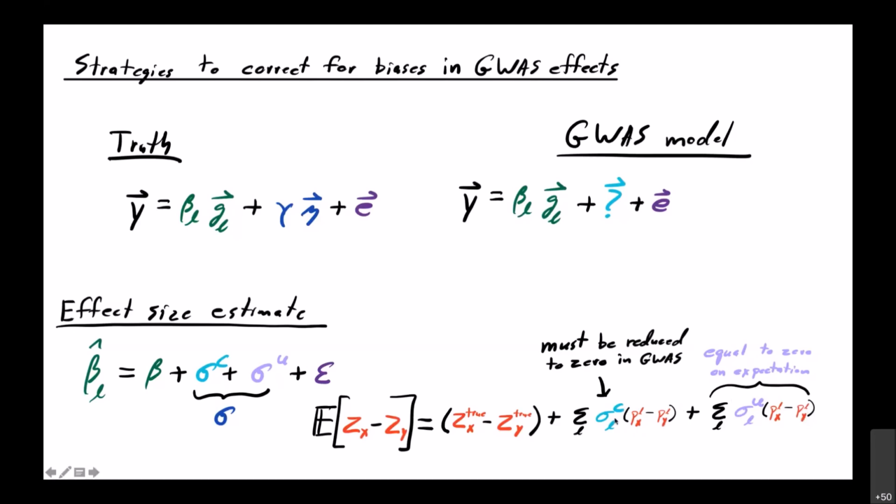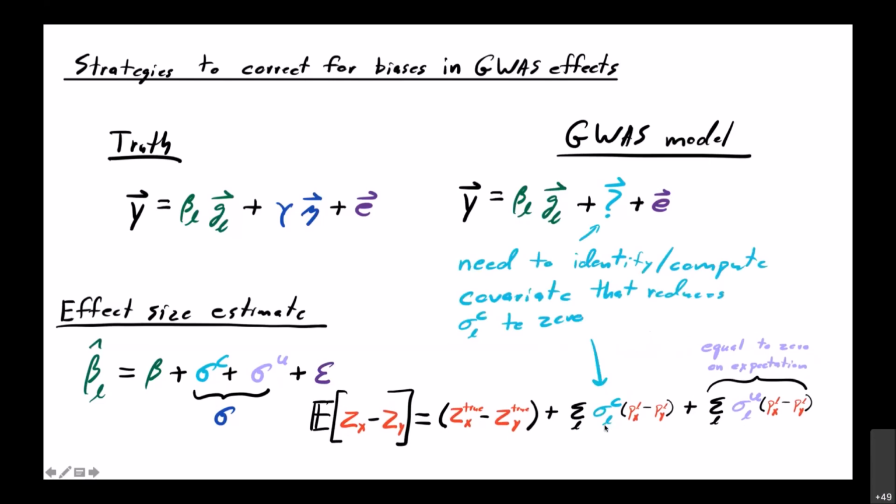And then the remaining component of the bias, indicated by this sigma LC here, that we have to reduce to zero in the GWAS. Okay, so we can get this sum here to zero by allowing these individual biases to be non-zero as long as the sum is zero. And then this component here, we need to reduce these individual terms to be actually zero. Right, so that's what I just said. We need to identify some way to compute a covariate to include in the GWAS that reduces these ones to zero.